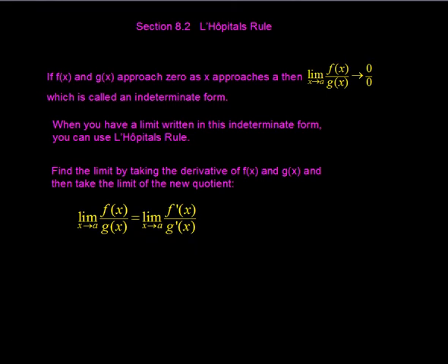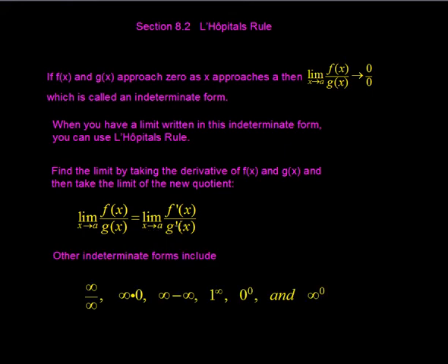All right, so that's one indeterminate form. Other indeterminate forms include infinity over infinity, infinity times 0, infinity minus infinity, 1 raised to the infinity, 0 raised to the 0, and infinity raised to the 0. Each of those are different indeterminate forms that require slightly different techniques to work with, but for the most part they're either rewritten in the form of 0 over 0 or infinity over infinity.